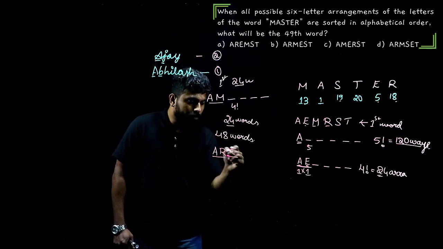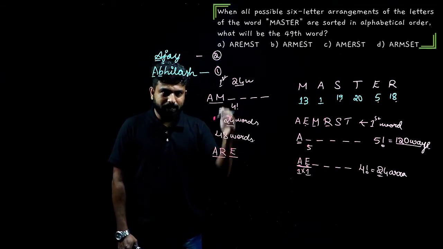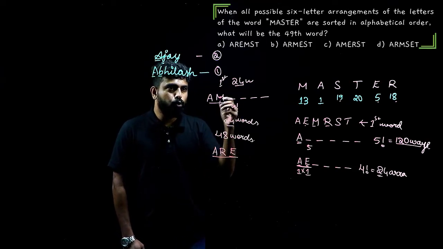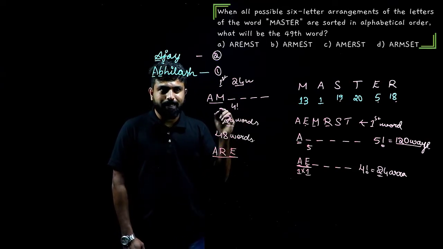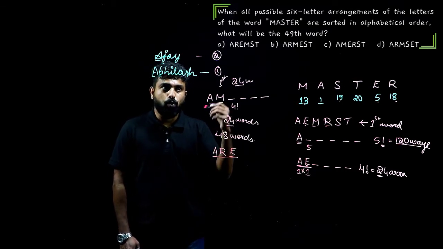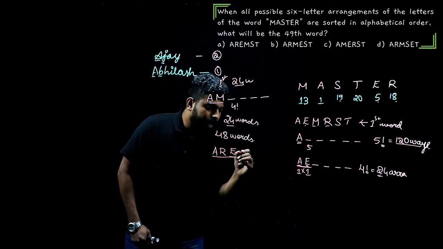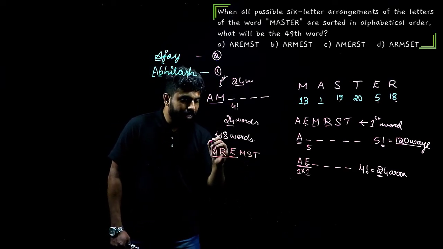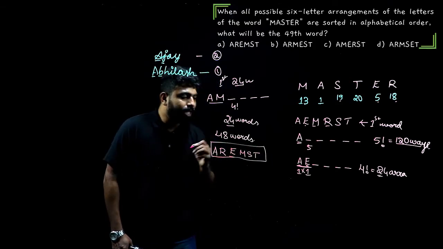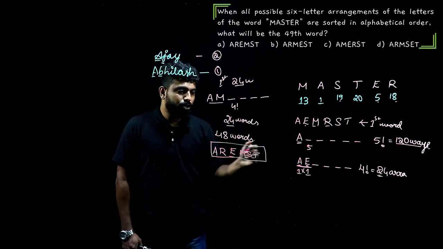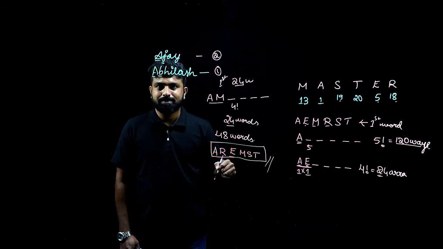If E has occupied this space, let me check in the options where my first three letters are A, R, E. Is there any one or two or more? There's only one option. Option A starts with A, R, E. So that will be my final answer. So what is option A? A, R, E, M, S, T. This will be my 49th term when I'm arranging all the letters of the word master in alphabetical order. So this will be my final answer.